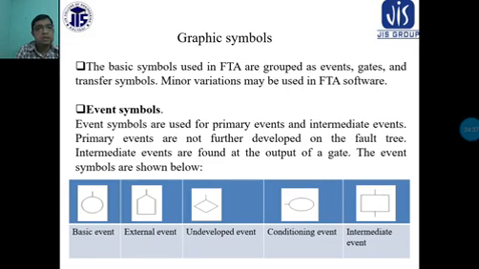And another is the intermediate event. In a few cases the intermediate event is required at the output of gates, and at these output gates you will always see intermediate events. It is shown as a rectangle box connected at the top and bottom, vertically, and this is called the intermediate event.